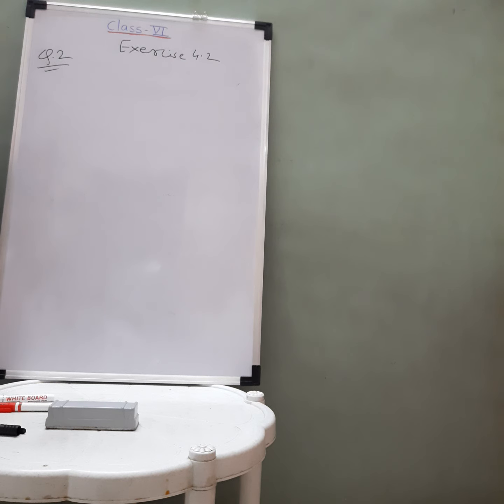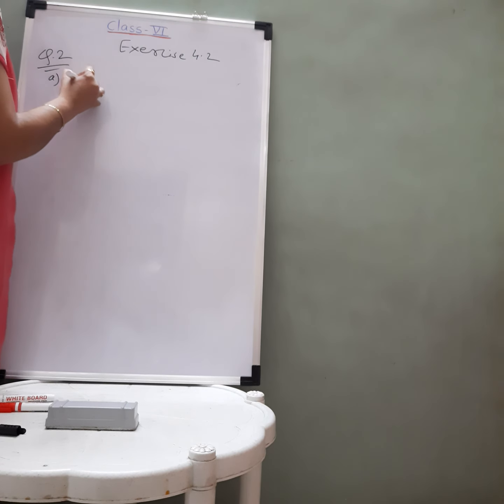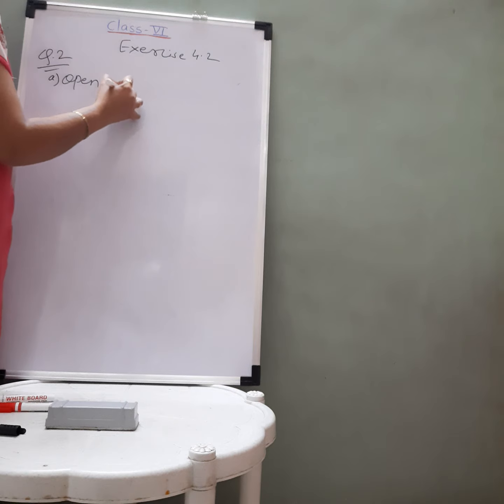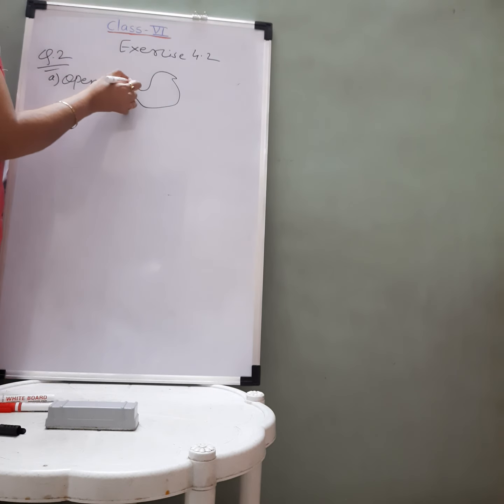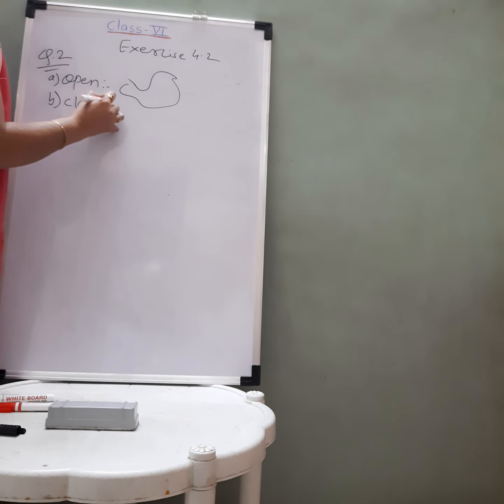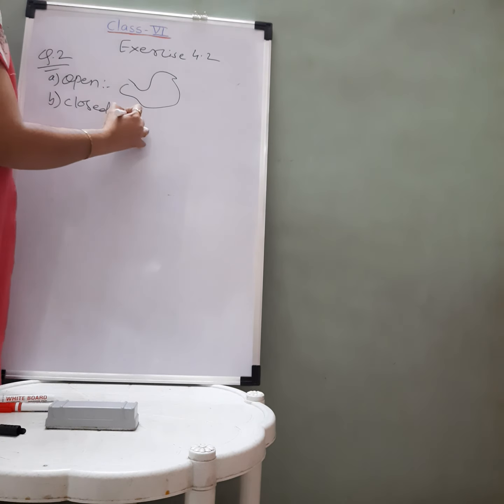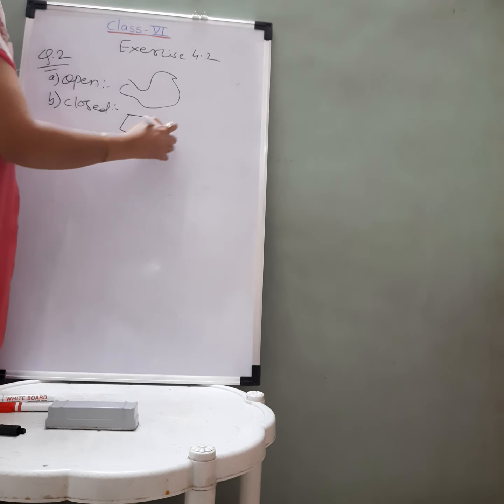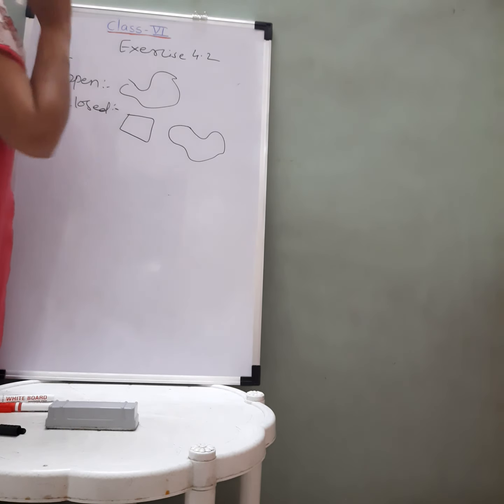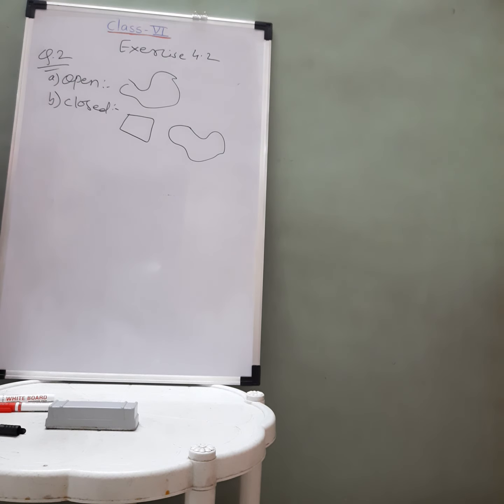Then here, draw the rough diagram to illustrate an open curve. So here, open curve को हम किस तरह से दिखा सकते हैं? That is this type. Then closed curve, you can represent it in any ways. You can also draw a triangle or the shape of an amoeba. Also you can draw. Then question number 3 is draw any polygon.